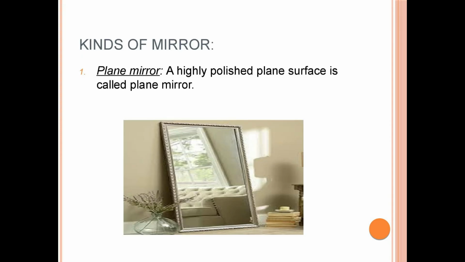Kinds of mirror. Number one is plane mirror. A plane mirror is a highly polished plane surface. The mirror we generally use at home for looking at our face is the plane mirror. As you can see in the figure also, a plane mirror is usually used in our home. It is a highly polished plane surface.